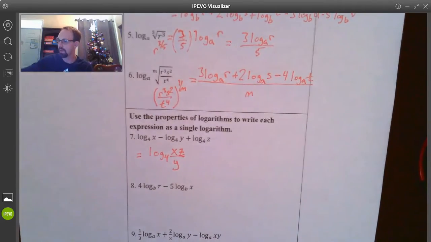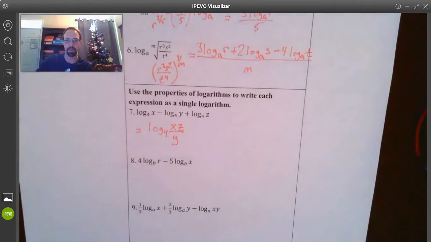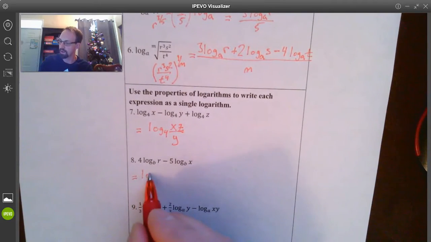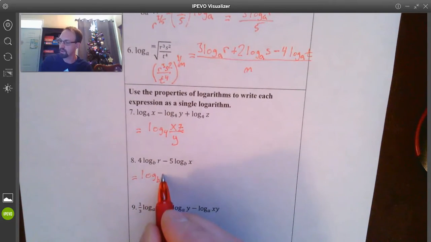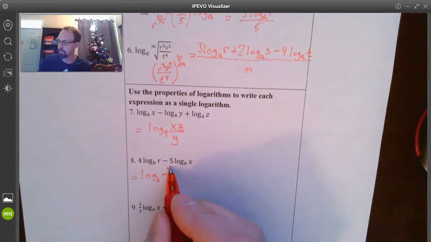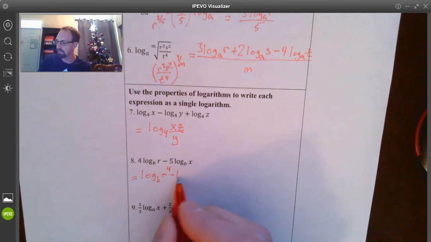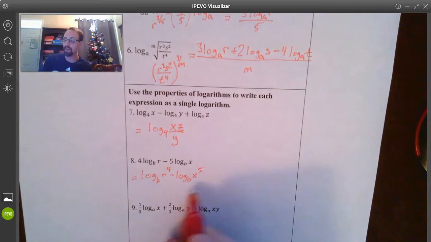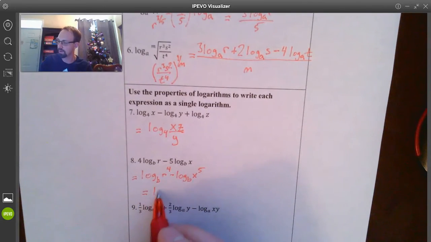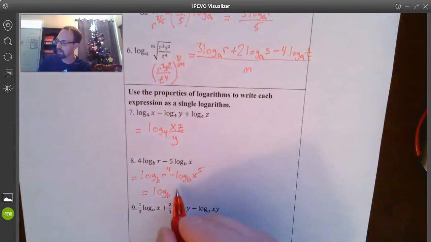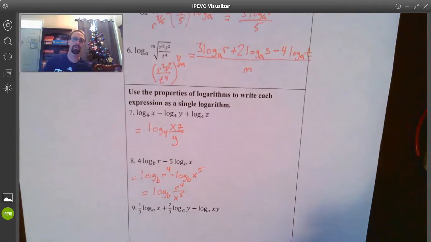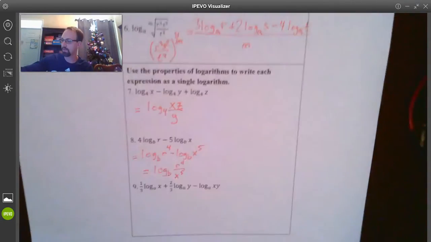For this next one, again, we're writing it as a single logarithm. I'm going to showcase a few of the steps along the way. So log base b of r to the 4th minus log base b of x to the 5th. And then combining it into a single log, base b of r to the 4th divided by x to the 5th.